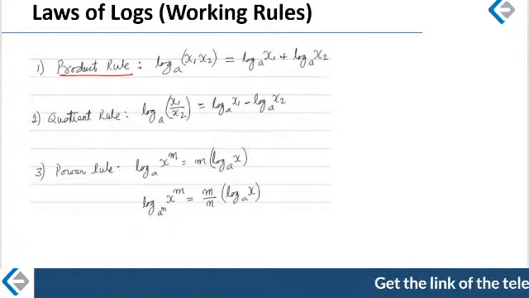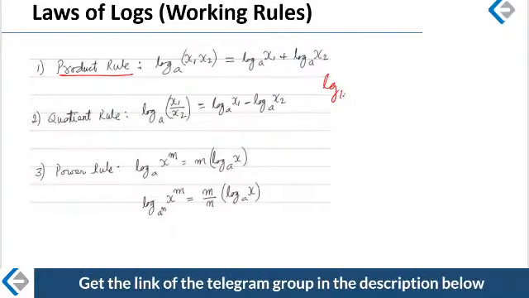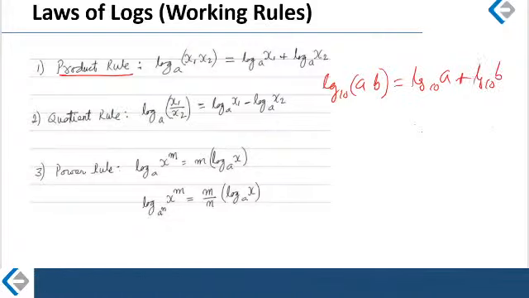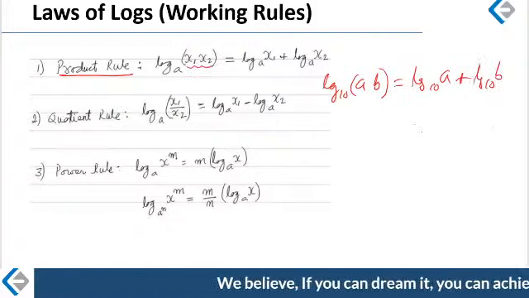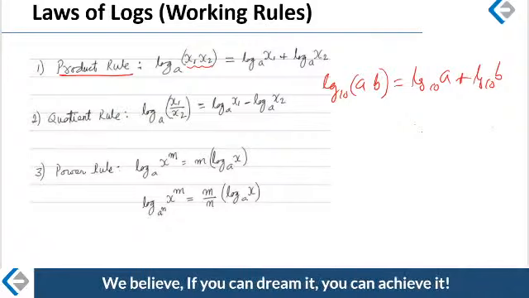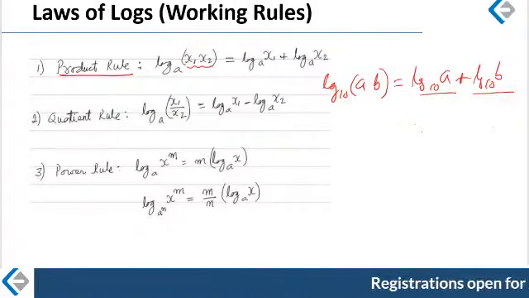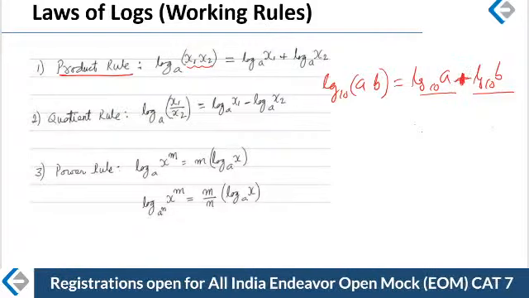What is the product rule here? If I have log of a times b to the base 10, this can be written as log a to the base 10 plus log b to the base 10. That's called the product rule. There is a product x1 times x2, which can be written as log x1 to the base a plus log x2 to the base a. So log of a times b to the base 10 can be written as log a to the base 10 plus log b to the base 10. That is called the product rule.